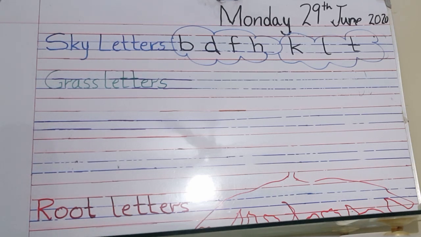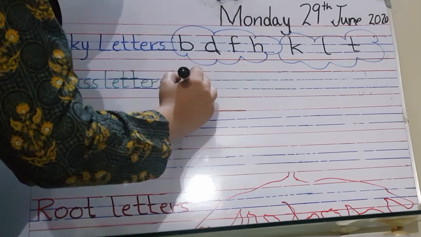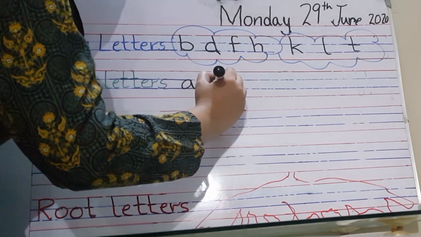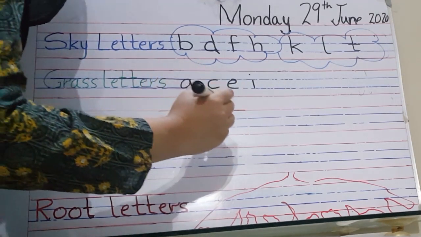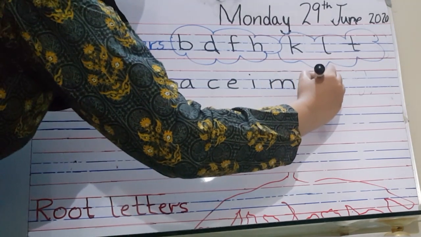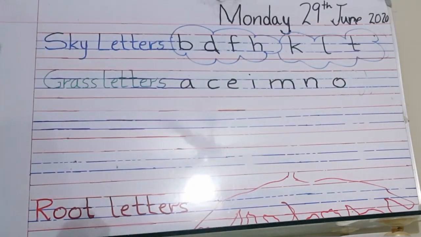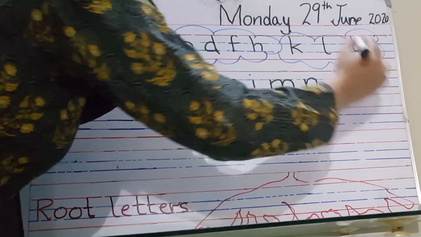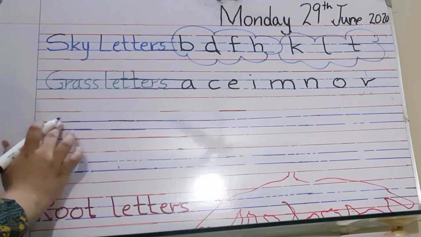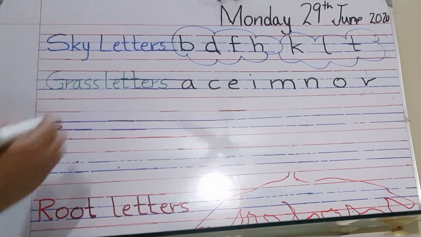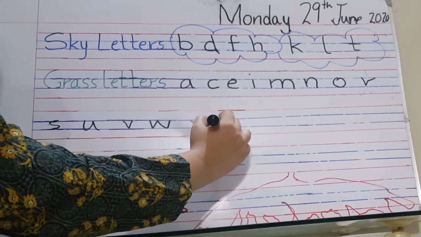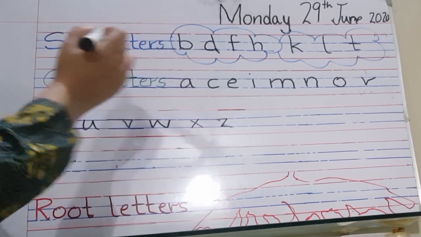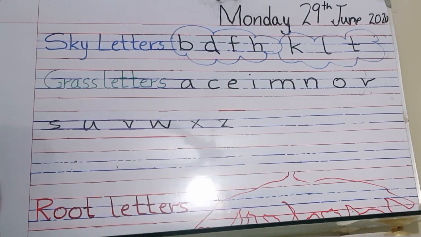What did I tell you about grass letters? Grass letters exactly fit between the lines, and as you all know, they are A, C, E, I, M, N, O, R, S, U. As you can see, they are exactly fitting between the lines, and they are almost 14.